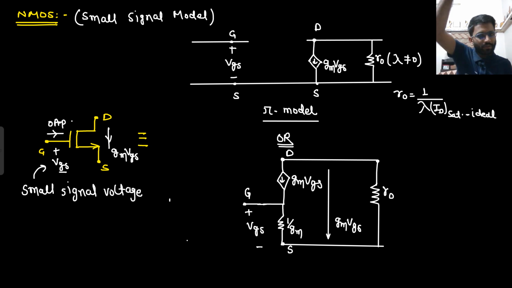And from the drain I know GM VGS current is flowing. That's it, this is what I did. And between drain and source I have a resistance R naught. So this is the second method. We are also not going to use this one. So what are we going to use?